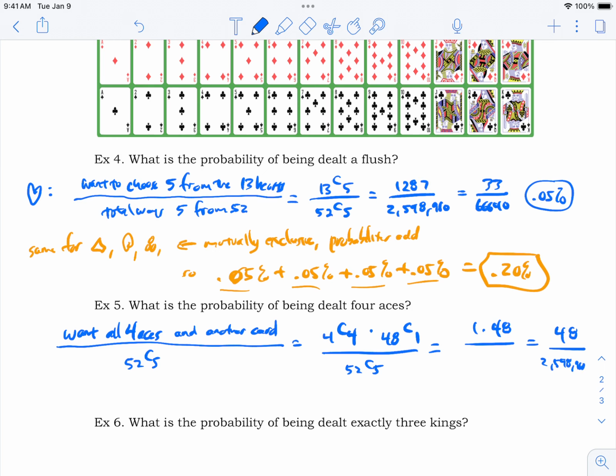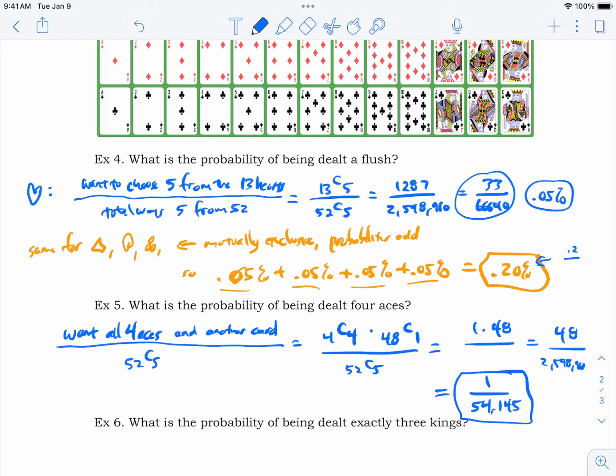2,598,960. And if you reduce it, it comes out to 1 over 54,145. And I'm happy to leave that probability just like that. If you make a percent out of that, it's going to be so tiny that you won't be able to interpret it nicely. It'll be meaningless, basically. But 1 in 54,000, what would this one be? If I wanted to convert this to 1 over something, oh wait a minute, I guess I'd have to multiply by 4 first. Let's just do this.